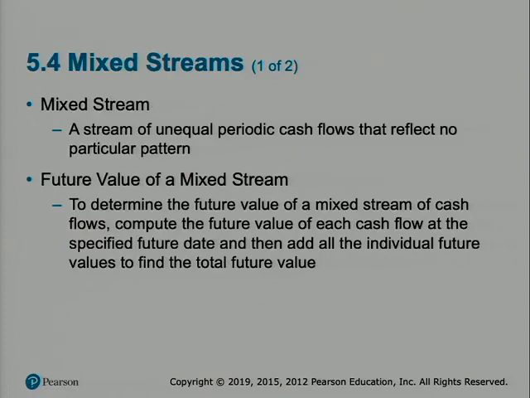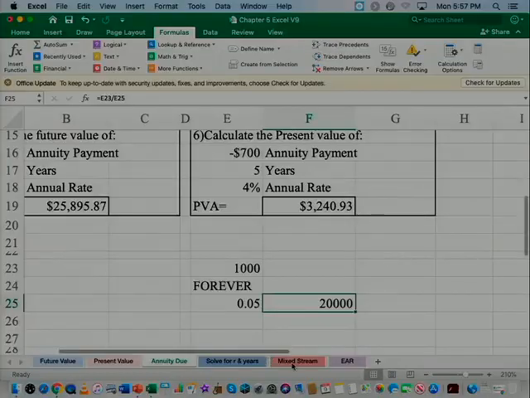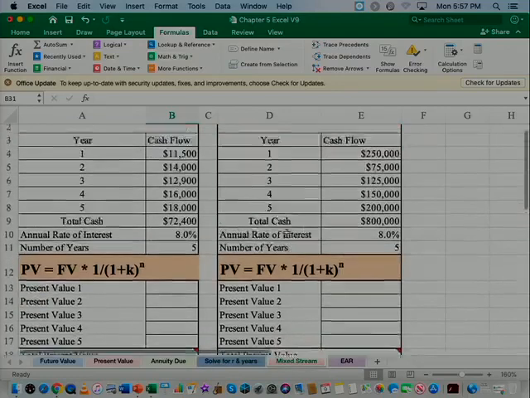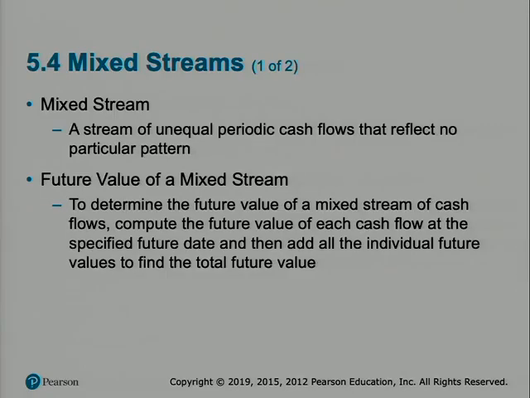Let's get into mixed streams. Go to the mixed stream tab, just have that ready. More commonly, say for businesses or investments, incomes will come in as a mixed stream, or the cash flow will come as a mixed stream.